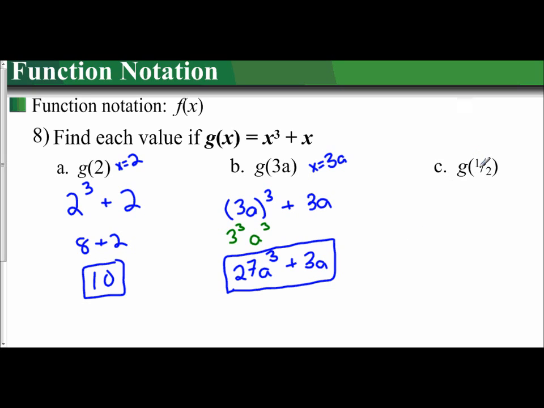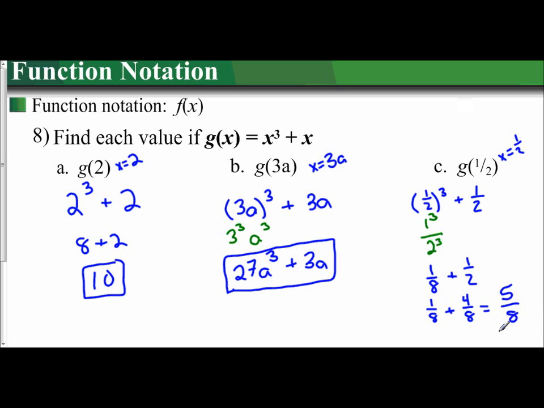If we deal with g of 1/2, that means x is 1/2. So I have x cubed, so I'm going to put 1/2 in parentheses and cube it, plus x, so plus 1/2. Remember, when you cube a fraction, you cube the top and you cube the bottom. So if you're raising a fraction to a power, just take the power to both the top and the bottom. So you get 1/8 plus 1/2. Now remember, you need a common denominator to add fractions. So 1/8 plus 4/8 is 5/8.